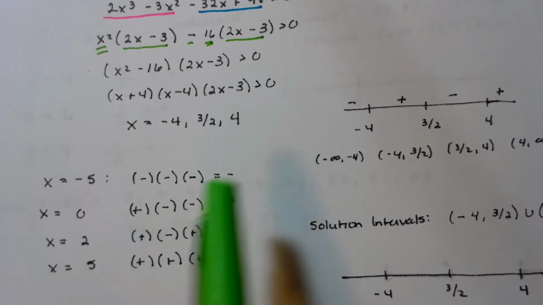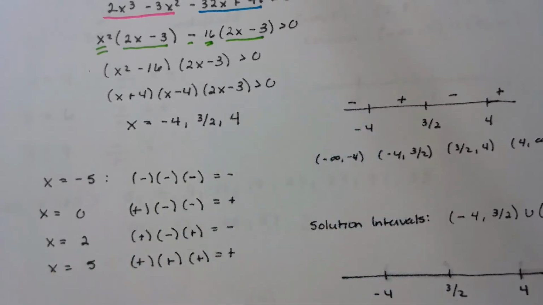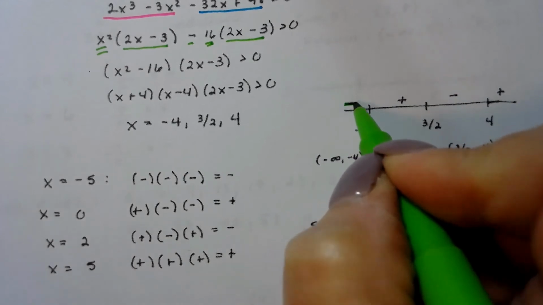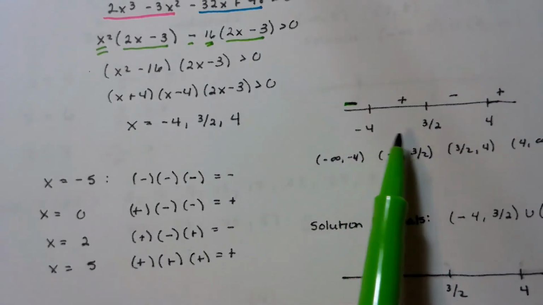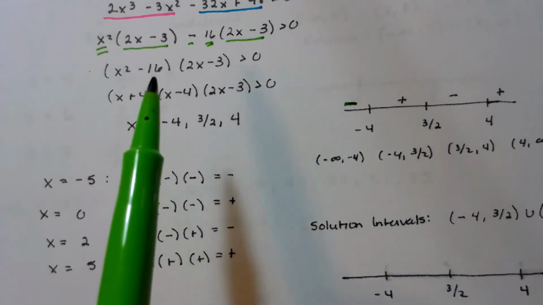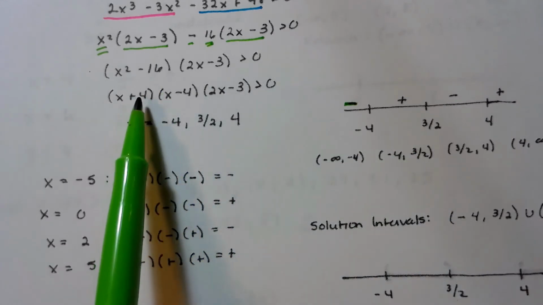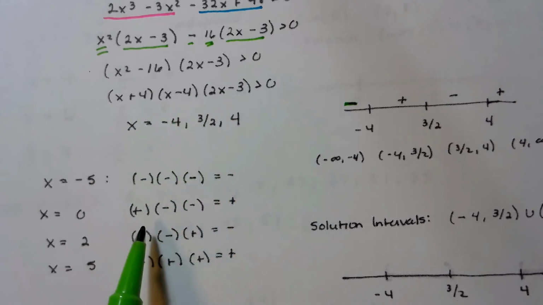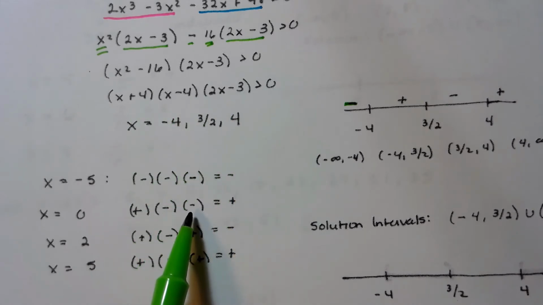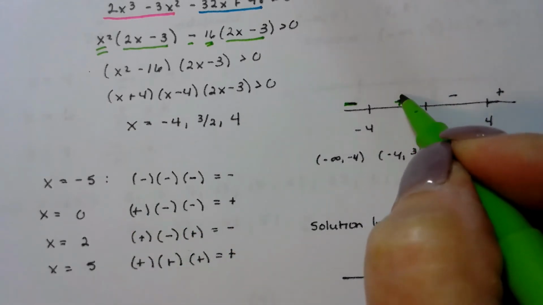Okay, so my little interval from negative infinity to negative 4 here is going to be negative. When I plug the 0 in, which is between negative 4 and 3/2, I get a positive times a negative times a negative. And again, a negative times a negative is a positive, and a positive times a positive is a positive, and so this becomes positive.